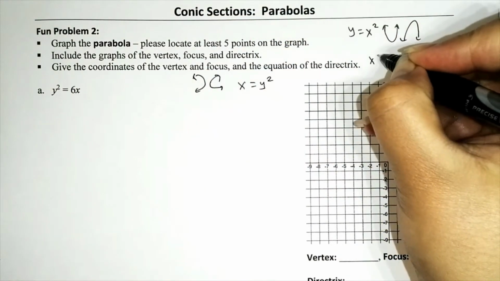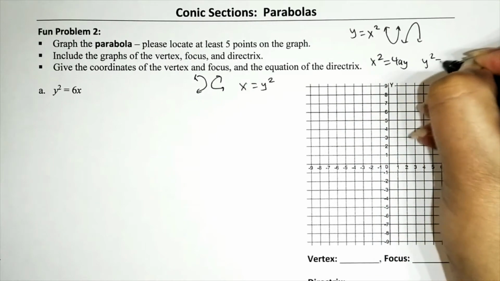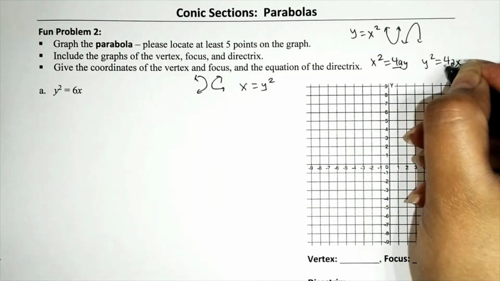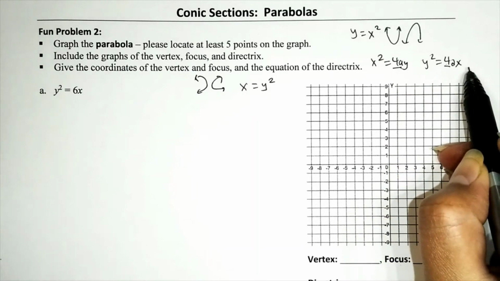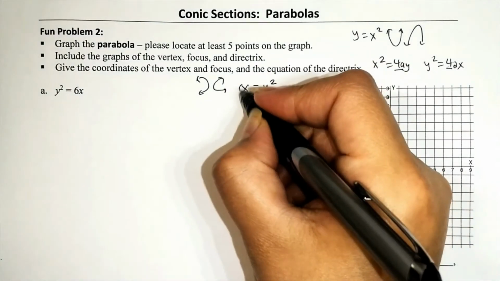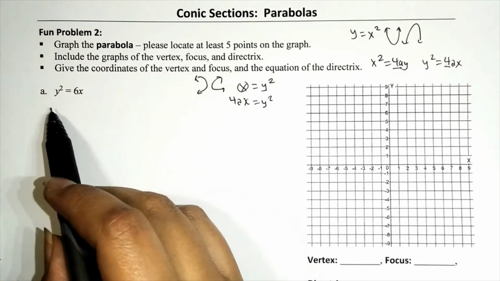x squared equals 4ay, or y squared equals 4ax. So what I want to point out is this: who is going to get the times 4a? Well, whoever doesn't have a square, that's going to get the times 4a. In this case, it's the x that doesn't have the square, so that's the one that's going to get the times 4a.